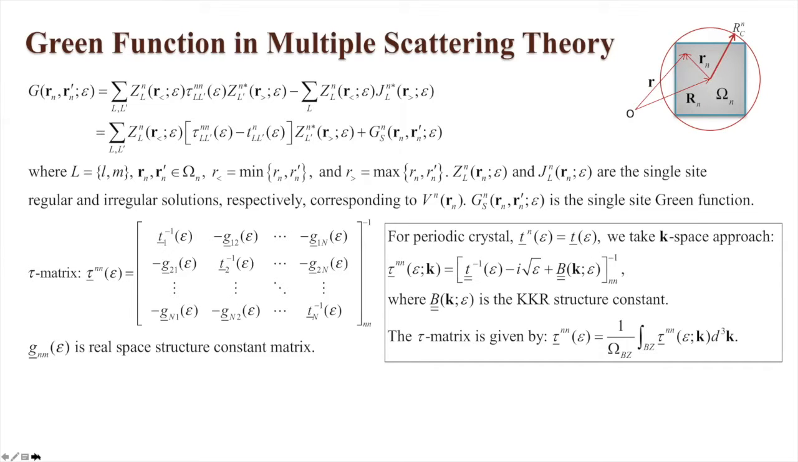Anyhow, if the system is periodic, then all the T matrix is the same, and this whole tau matrix inversion can be converted into a k-space approach, so you end up having this k-space method for calculating the tau. So there are two different ways of calculating this multiple scattering matrix. One is real space, or there's a k-space approach if you have periodicity in the system.